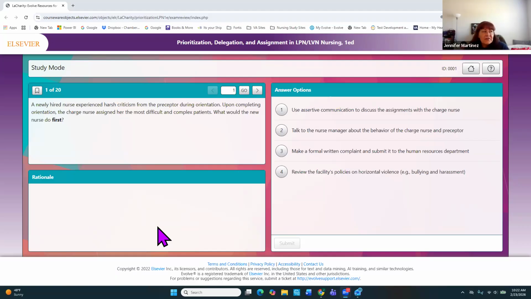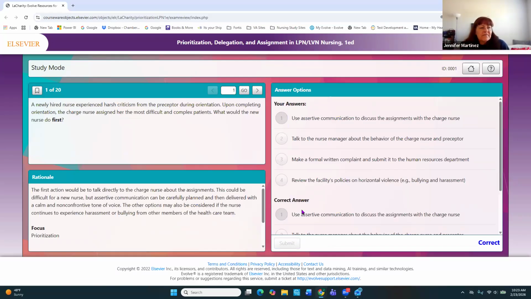So we have a newly hired nurse who experienced harsh criticism from the preceptor during orientation and has been assigned the most difficult and complex patients. What should we do first? So we got 1, 2, and 4 as the options so far. I was thinking one. We got all the answers now. All right, so let's go with 1.